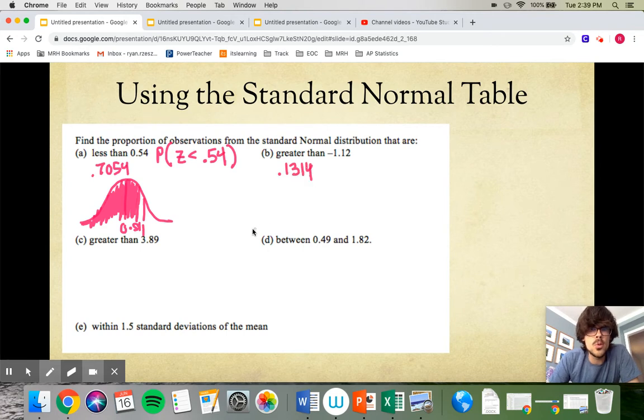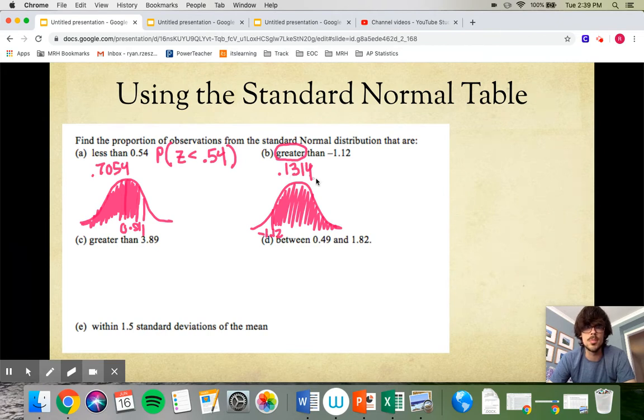So if you think about a normal curve, and drawing a picture is always helpful, 0 would still be in the middle. So a negative 1.12 would be like, I don't know, there-ish. This problem, though, says greater than negative 1.12. So that's all of this area right here that we actually want. You have to use common sense on these. This is definitely more than half the picture, so it's definitely above a 0.5. This area right here, being 0.1314, just doesn't make any sense.